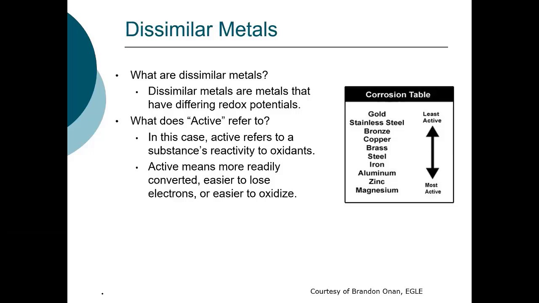Zinc is more active than iron. So that means that if we have a zinc and an iron connection, then the zinc will most likely be oxidized, and the iron would be reduced. If we have iron and copper, then the iron is the one that is most likely to be oxidized because it's the easier one to oxidize, and the copper would be reduced. So that's what we mean by dissimilar metals.